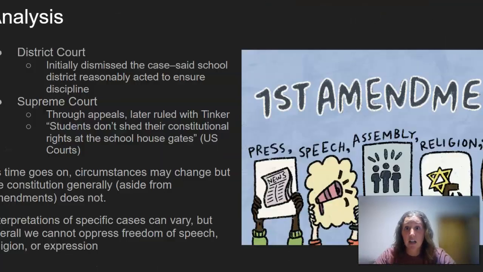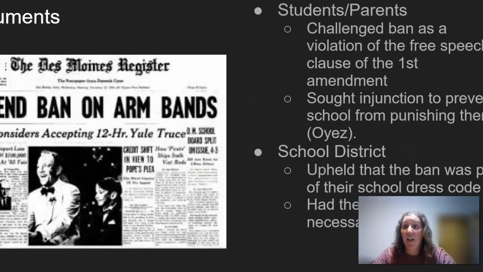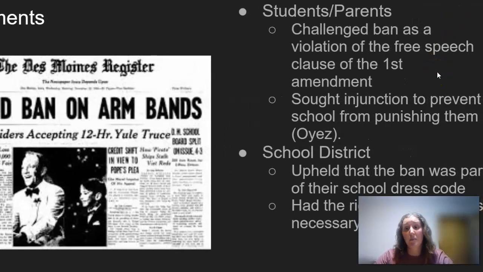Now the different arguments here. For the students and their parents, they were challenging the ban as a violation of the free speech clause of the First Amendment, saying that they were not being allowed to express themselves fully and were unfairly being disciplined. So initially what the lawsuit was about was they wanted an injunction that prevented the school from punishing them for doing so. While the school district, on the other hand, upheld that they had every right to ban those specific armbands, and it was made a part of their school dress code. And they had the right to discipline as necessary to ensure that other protests and whatnot were not happening in their school district.